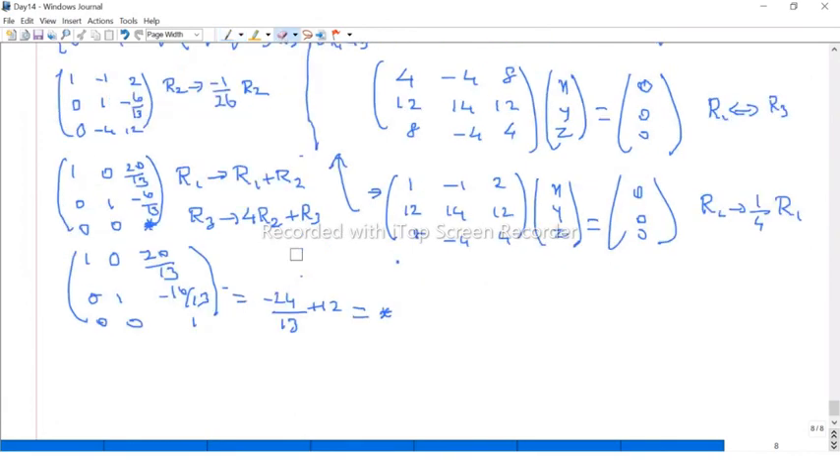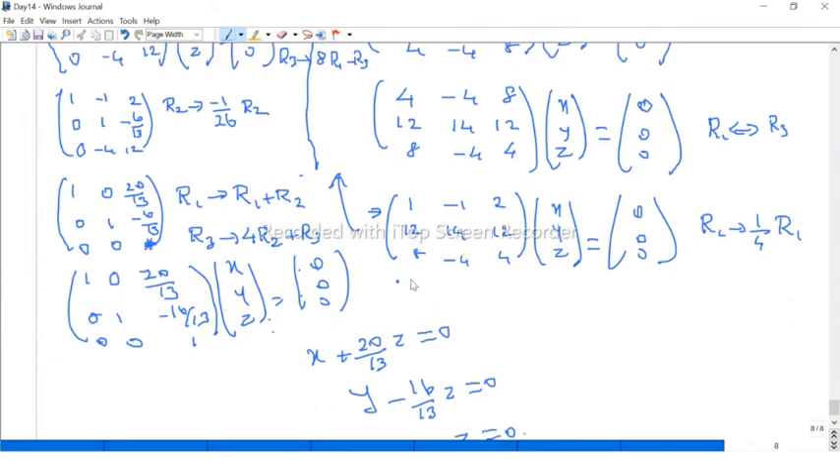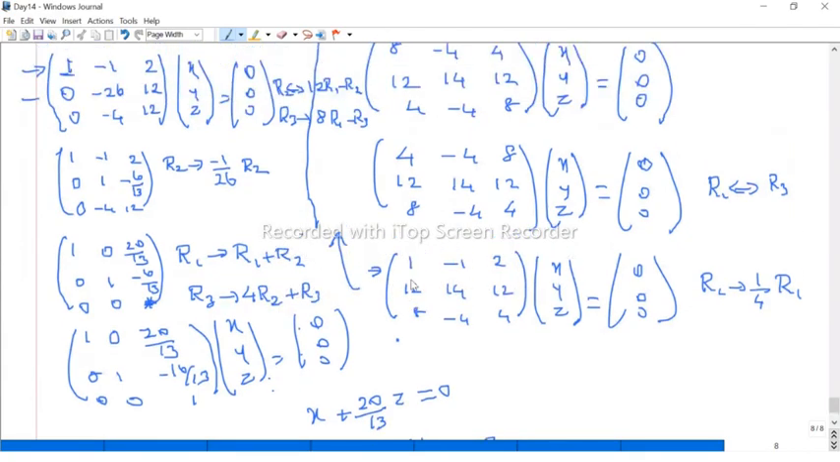Now we multiply this with x, y, z, and we get a relation between x, y, z. So therefore this times x, y, z equals 0, 0, 0. Now multiplying out the first equation, we get x plus 20 by 13 into z equal to 0. From the second, we get y minus 16 by 13 into z equal to 0. Finally, we get z equal to 0. Oh, I think we get only 0. Maybe I did some mistake.